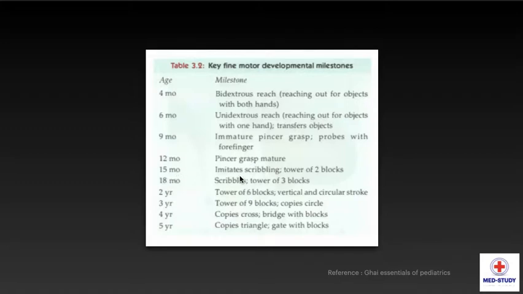At 15 months imitates scribbling and builds a tower of 2 blocks. At 18 months scribbles and builds a tower of 3 blocks. At 2 years builds a tower of 6 blocks, vertical and circular stroke. At 3 years builds a tower of 9 blocks and copies circle. At 4 years copies a cross, bridge with blocks. At 5 years copies a triangle and makes gate with blocks.